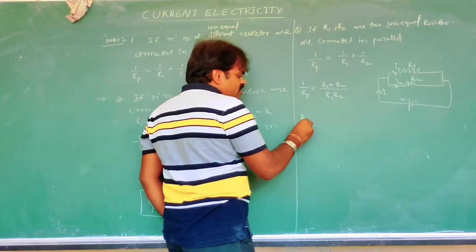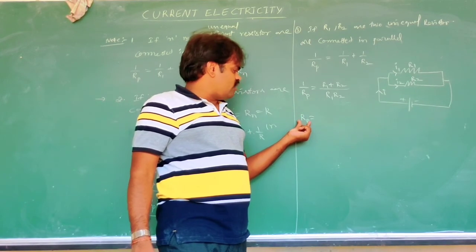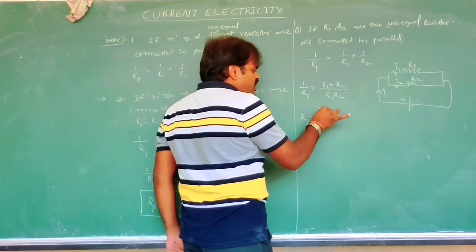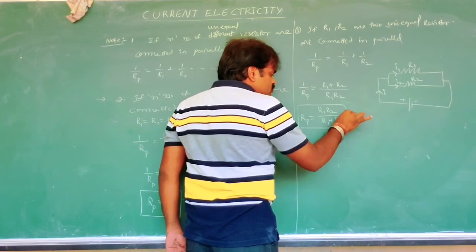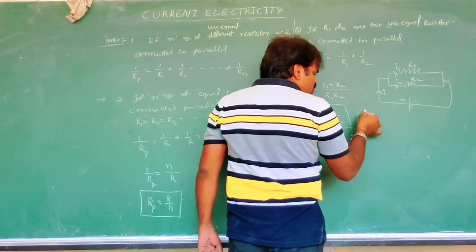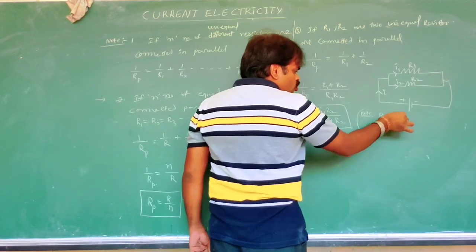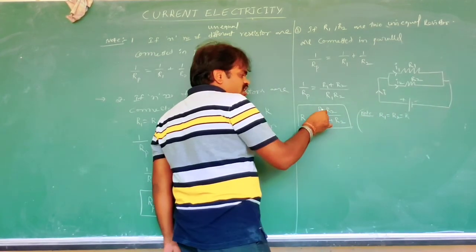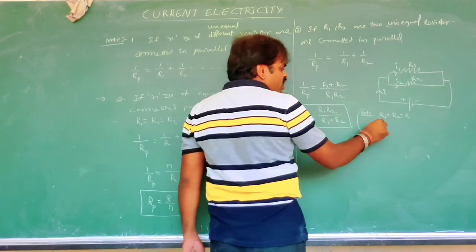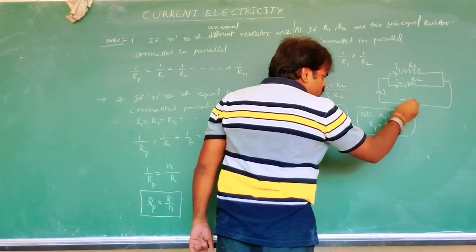We want Rp directly in the parallel combination of the resistors. The equivalent resistance in parallel combination Rp is equal to, we can simply write, R1 R2 by R1 plus R2. Note, a very simple note you remember: if R1 is equal to R2, two resistors are equal, that is R square by 2R. R cancels, what you get? Rp is equal to R by 2. Very, very important this one.